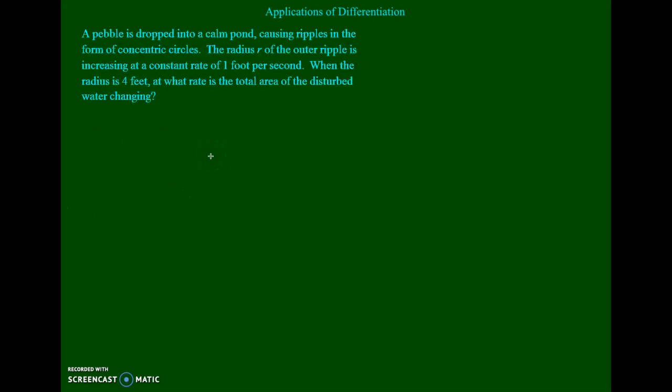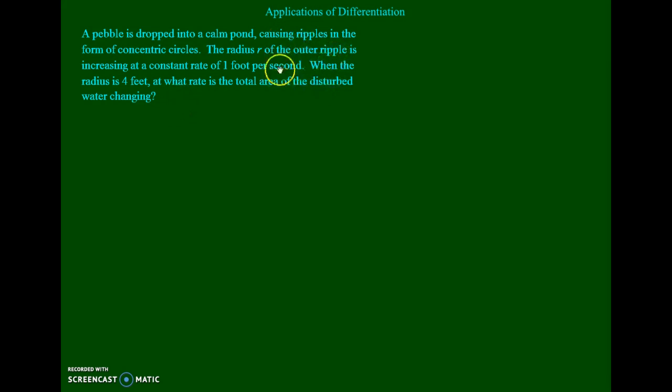So in this example, a pebble is dropped into a calm pond, causing ripples in the form of concentric circles, that is, circles with a common center. The radius r of the outer ripple is increasing at a constant rate of 1 foot per second. When the radius is 4 feet, at what rate is the total area of the disturbed water changing?